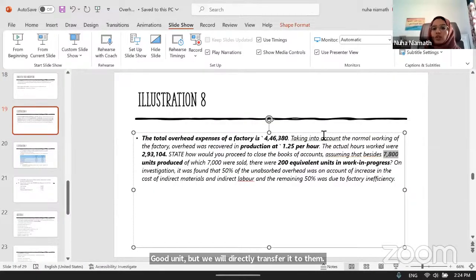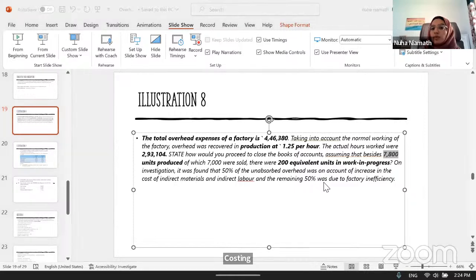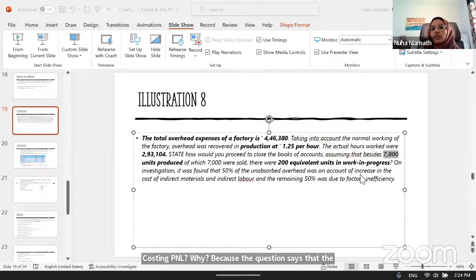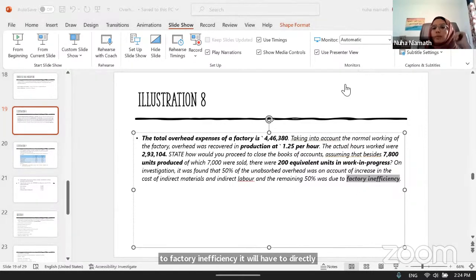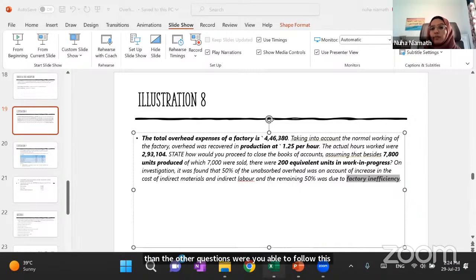Why? Because the question says that the remaining 50% was due to factory inefficiency. When it is due to factory inefficiency, it has to go directly as an expense to the costing P&L, and it will not be inflated into the good units amount. Is it clear? Is this question relatively simpler than the other questions? Were you able to follow this question better? Please do let me know.